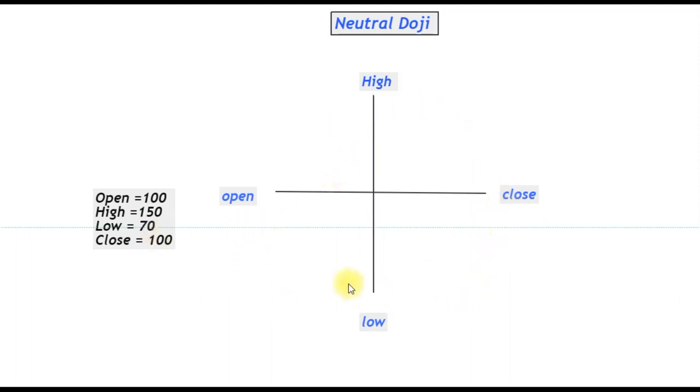So why is this pattern very powerful? Because the market opened at 100 and buyers tried to push the price till 150 rupees, but what happened? The price went till 70 rupees because buyers and sellers both are very strong here. Buyers try to push the price up and sellers also are very powerful and they try to push the price till 70 rupees, and there also the price wasn't able to sustain and closed. That is, the price closed exactly at 100 or near to 100. So this is how this candle is formed. That is called the neutral doji.